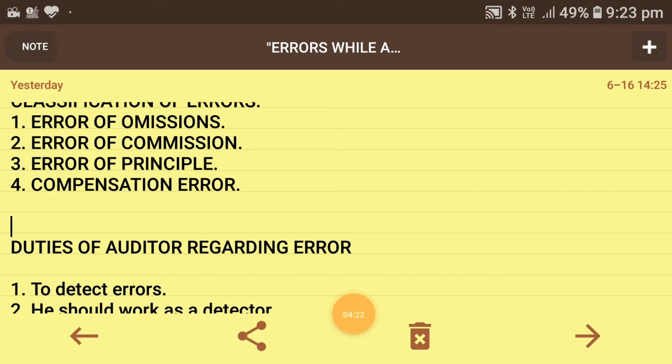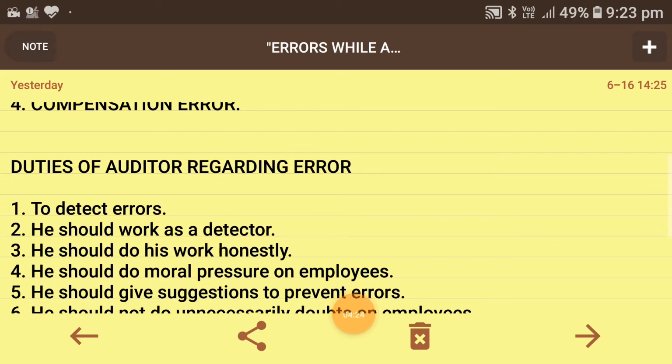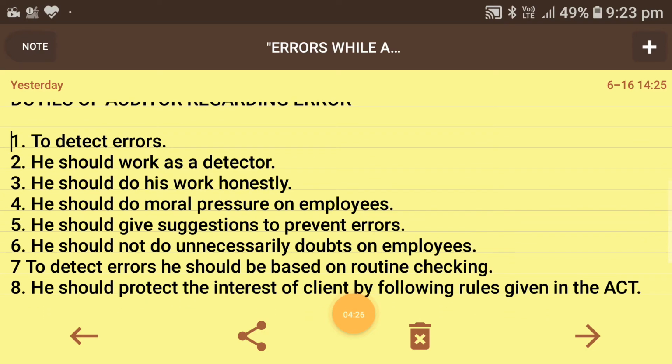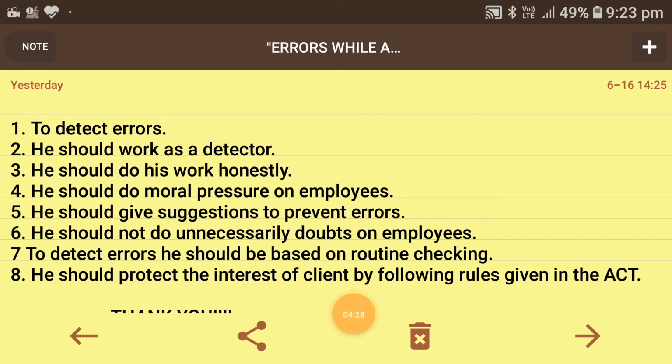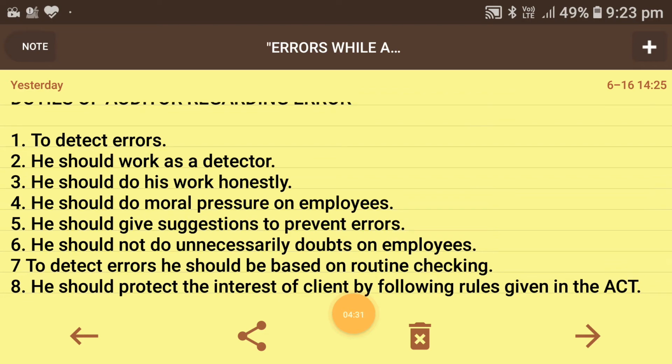Now I am going to talk about duties of the auditor regarding errors. Duties of the auditor are very simple. You can just read the sentences which I have written here. First is to detect errors. We all know that an auditor is appointed to check whether any error is there. So the duty of the auditor is to determine whether an error has been made or not. This is the primary task of an auditor, to find out the errors. Second, he should work as a detective. Yes, an auditor should work as a detective.